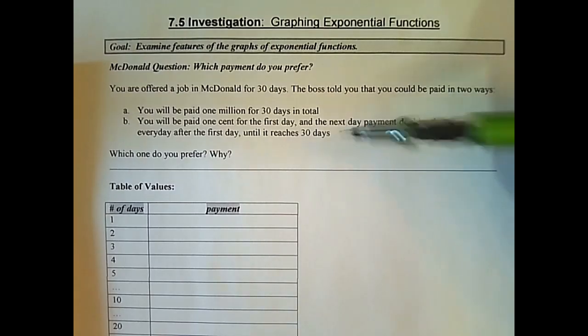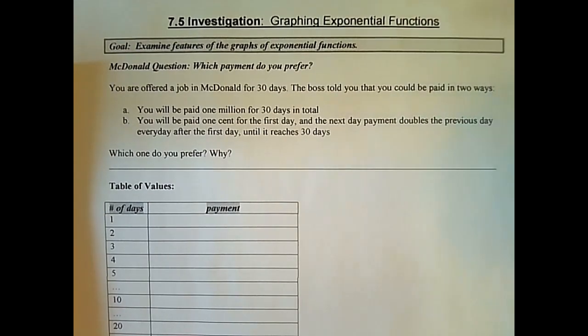So if you get paid 1 cent on the first day, on the second day it gets doubled to 2 cents, and 4 cents, and so on. Which one do you prefer and why? Take your guess and you can write it right here. But we're actually going to do this on our table right now.